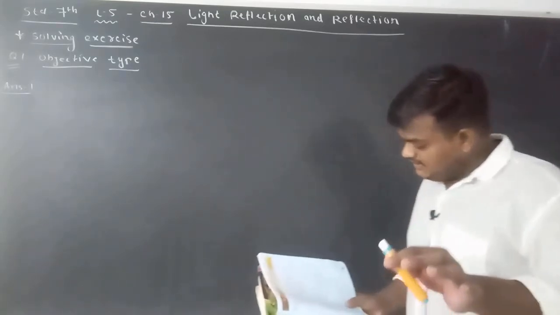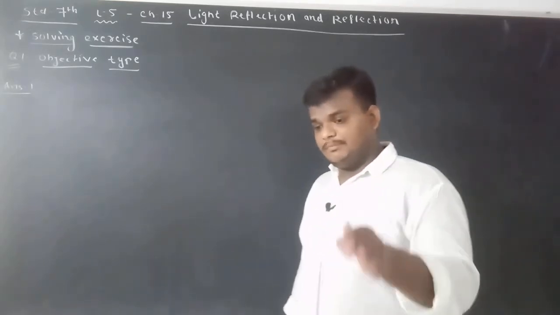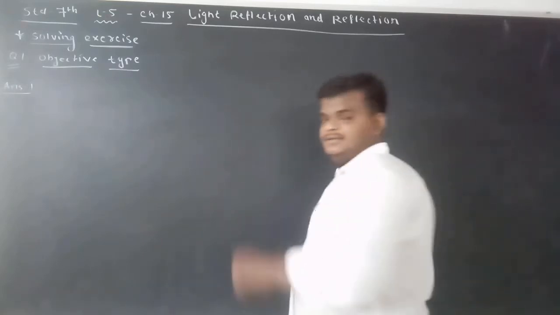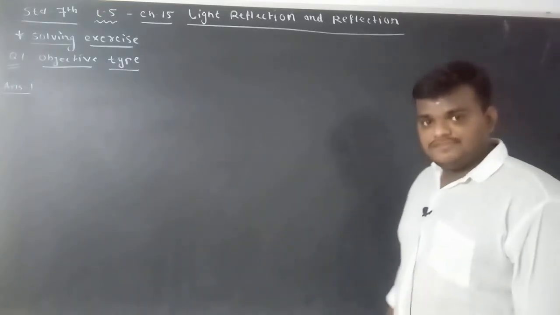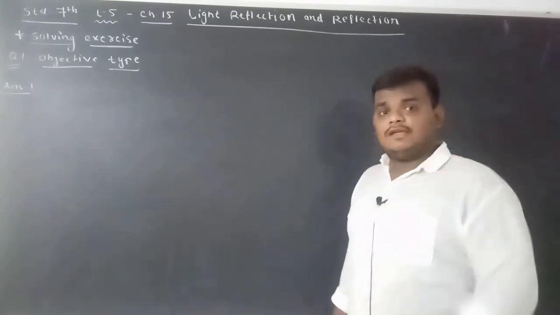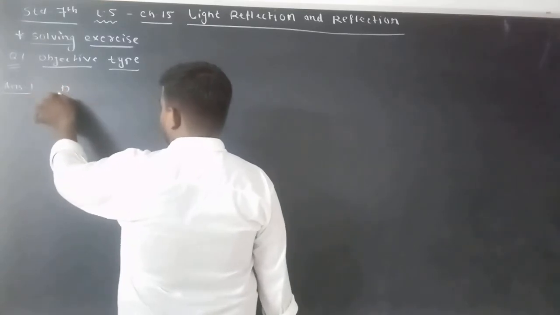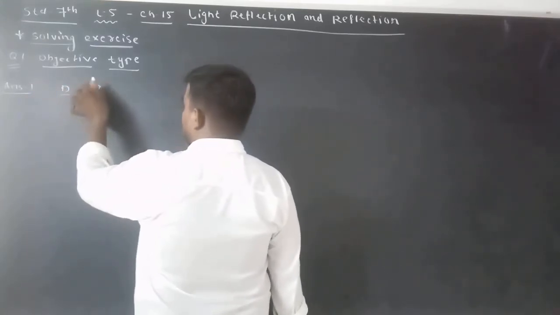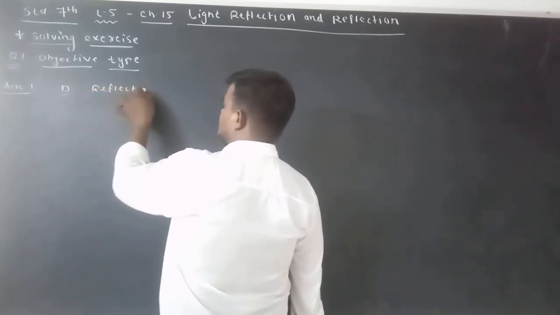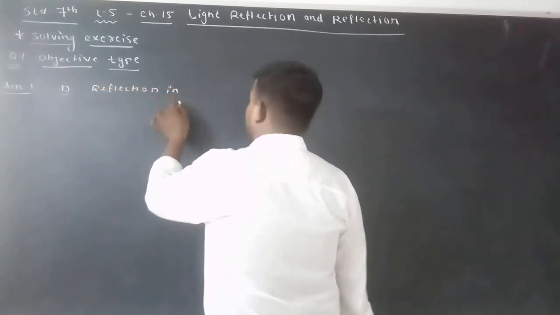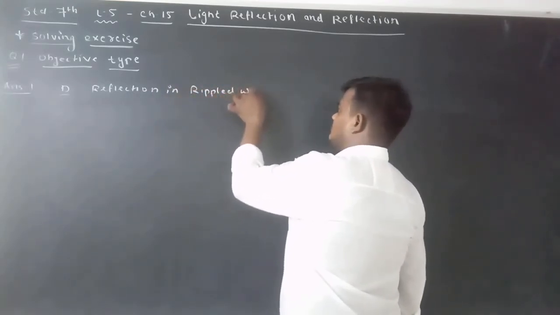And option D is reflection in rippled water. Rippled means it is moving, so it does not have a regular reflecting surface. So that's why the answer is D, reflection in rippled water. This is D.